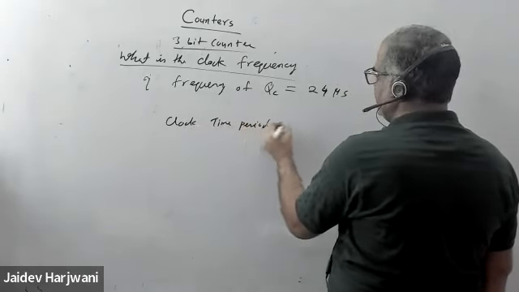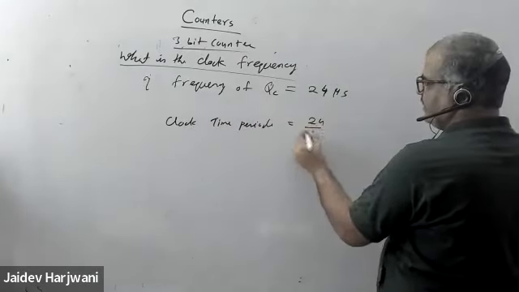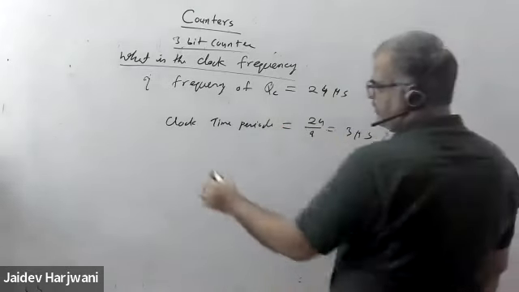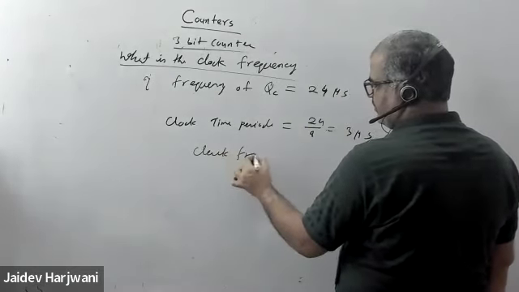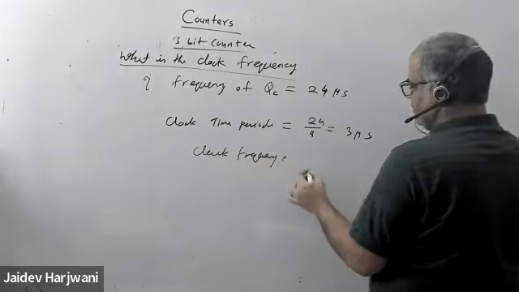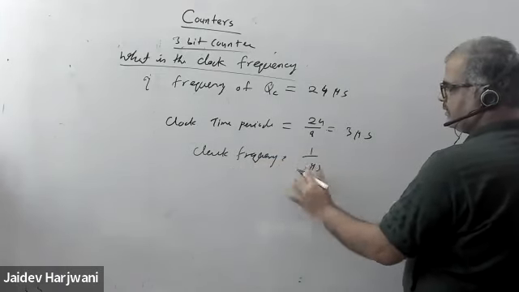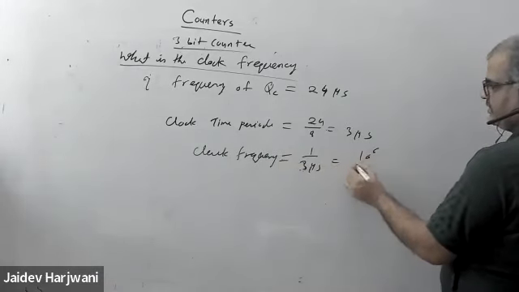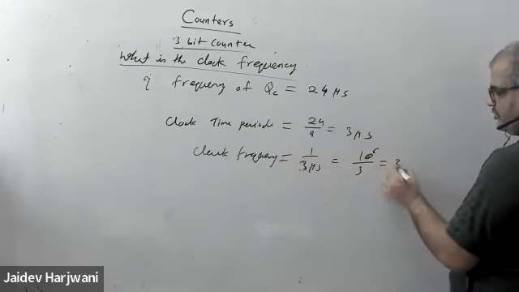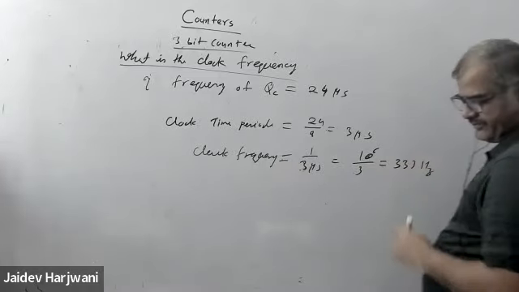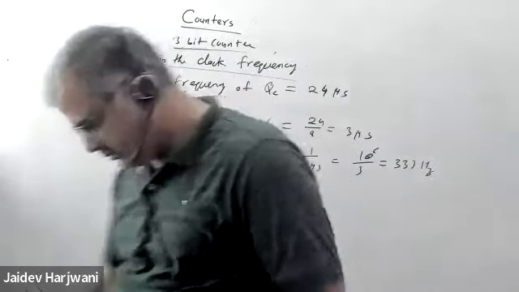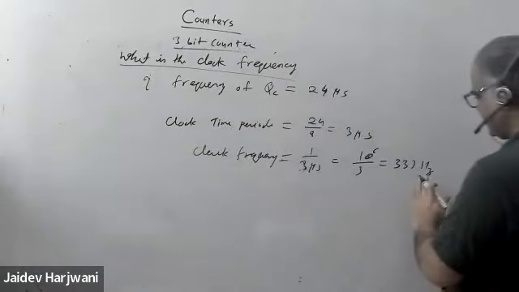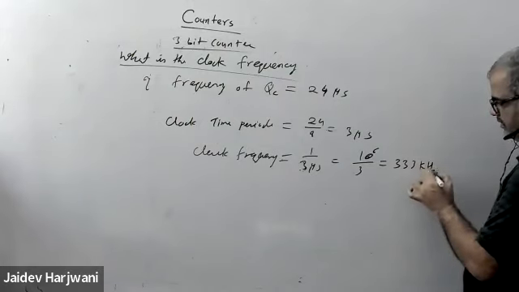period will be 24 by 8. Okay, that is 3 microsecond. And the clock frequency will be 1/3 microsecond, that is 10 to the power 6 upon 3. Now it should come 330 hertz. Check it. Is it coming? Kilohertz, 330 kilohertz.